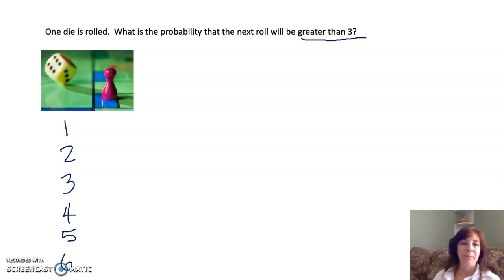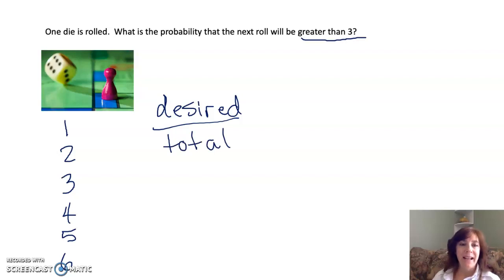Greater than a 3. So remember, it's my desired outcome divided by the total possible outcomes. Now, what I desire is greater than 3. That could be 4, 5, or 6. A 3, that won't check, is not greater than 3. So, I have 3 ways of getting my desired outcomes.